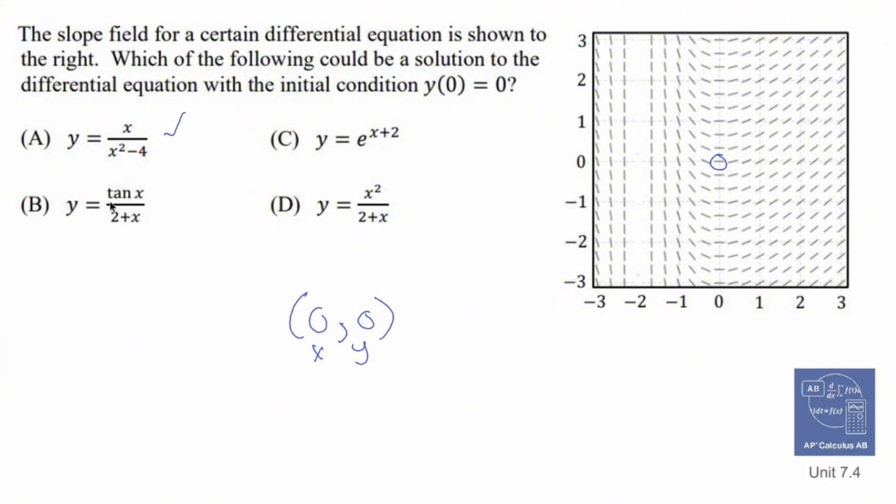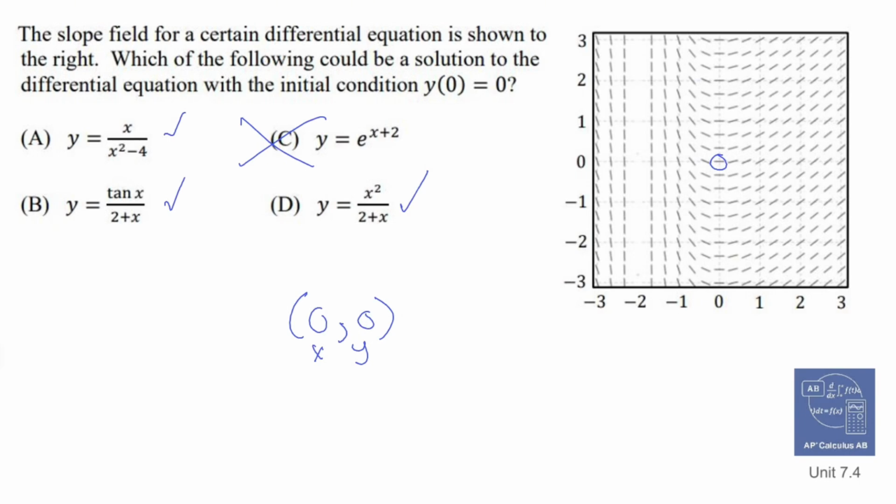If I plug in 0 for tangent, tangent of 0 is 0, and 2 plus x is 2, so you will check out. If I were to plug in 0 here, I would get e to the 2, so C is not an option because I will not get 0. And if I plug in 0 here, I get 0 over 2, which is 0, so you seem to check out. Now this is what I need to do.